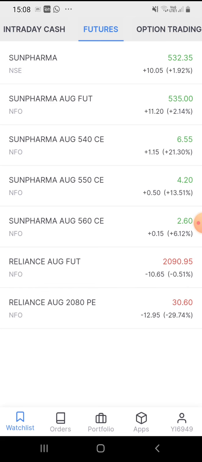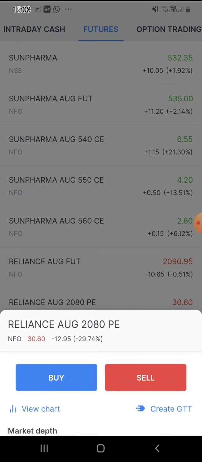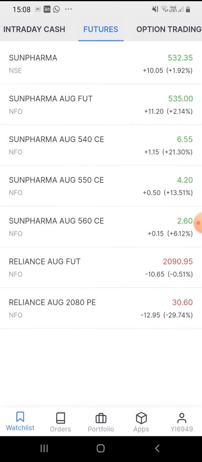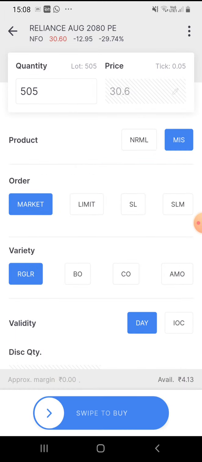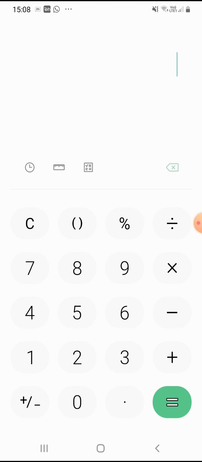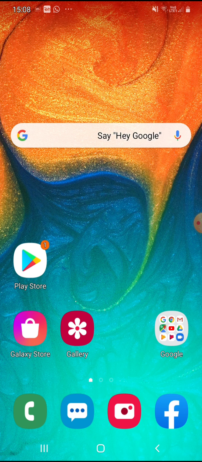What is the strike price for 2080? 30.60. So how will we calculate? Note down all these points. 30.60 is the strike price. Strike price into number of shares per lot. 30.60 into 505. 15,455 is the investment required to buy this strike. Now you know why we are buying options, because it has less investment. Don't think that you will get 15,000, 9,000, 10,000 every time. Keep note of this point.